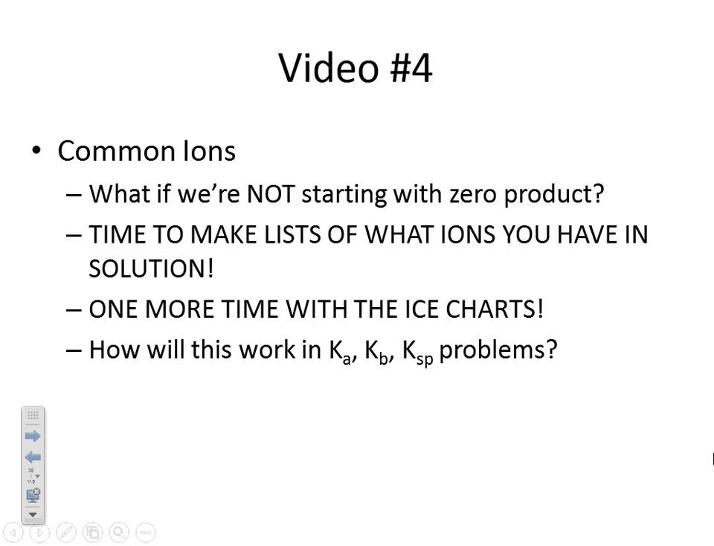And we're going to be making lists of ions that we have in solution. We are going to be seeing ICE charts again. They absolutely were going to pop up again in equilibrium. And then I'm going to end with talking about how we can do a common ion problem with Ka, Kb, or Ksp, and I'll be doing an example common ion problem as well.